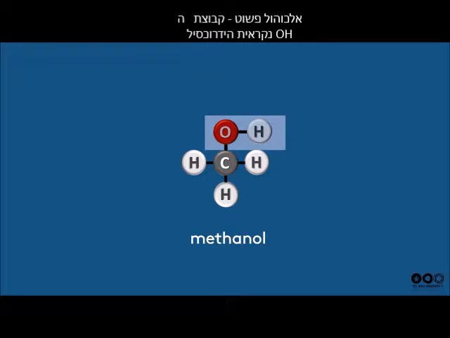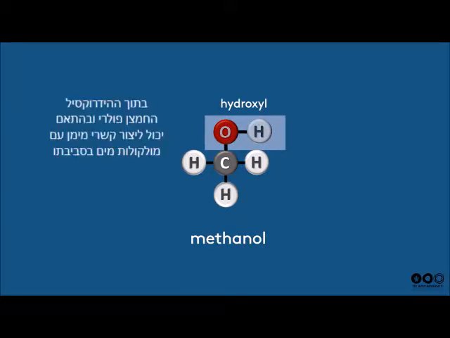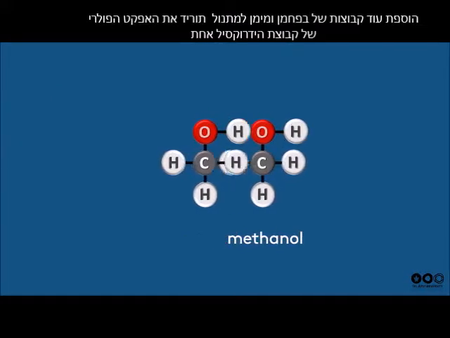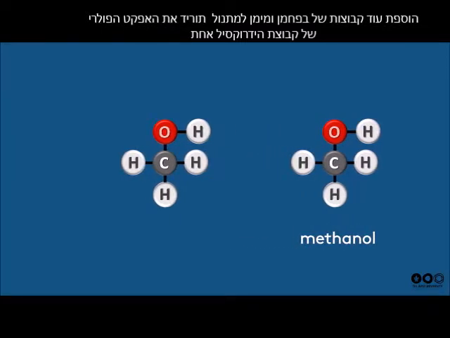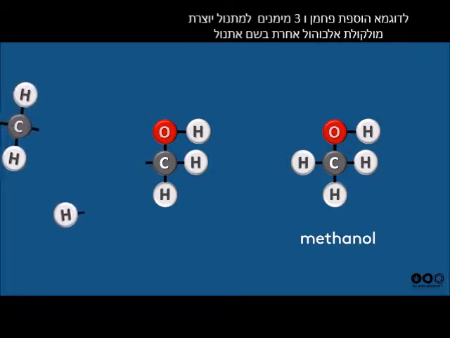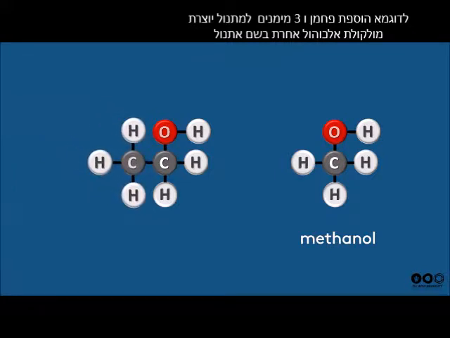The OH group is called a hydroxyl group, and in it the oxygen is polar and consequently can hydrogen bond by surrounding water. Adding more carbon and hydrogen groups to methanol will reduce the polar effect of its single hydroxyl group. For example, adding a CH3 group to methanol creates a different alcohol called ethanol.